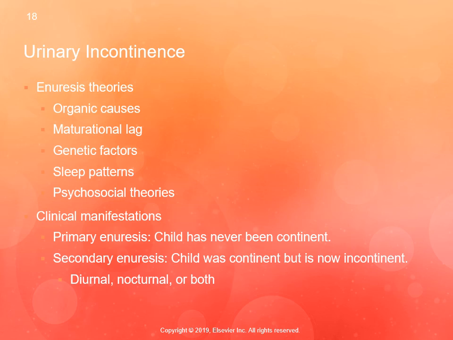Theories of enuresis: organic causes, there are some. Maturational lag, genetic factors, sleep patterns, psychosocial theories. Primary enuresis is when the child has never been continent, and secondary is when they've been continent and now they become incontinent. And that can be a functional problem. It could be related to stress or changes in the family dysfunction.